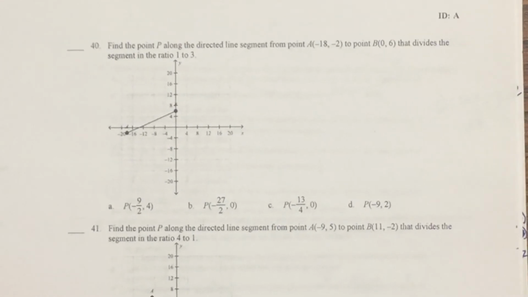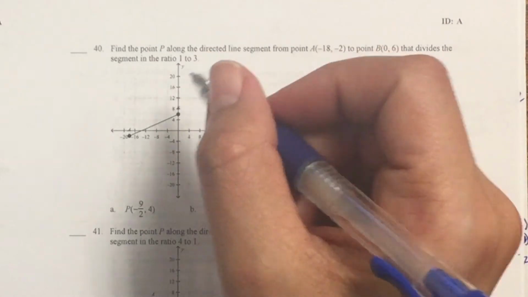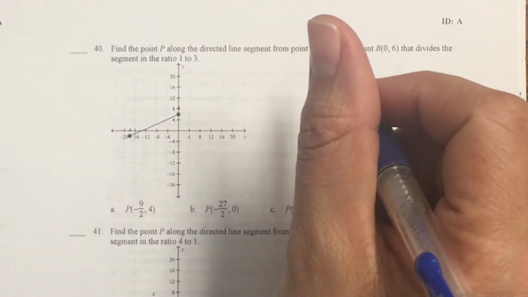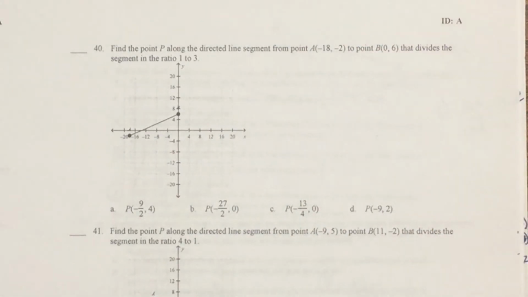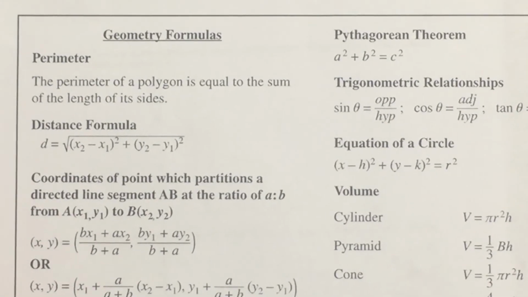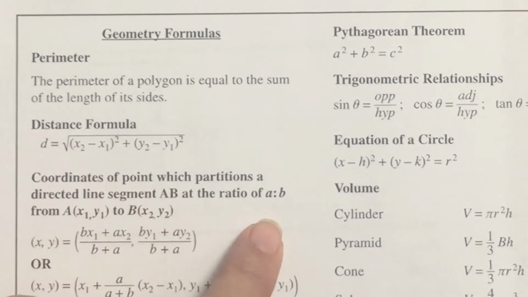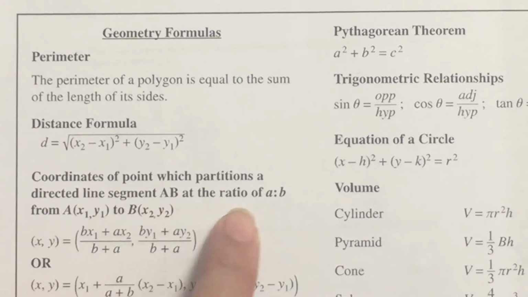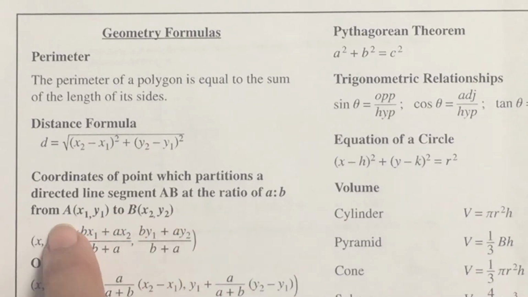All right, number 40. Find the point P on the directed segment that divides the segment in the ratio of 1 to 3. The cool thing about this is that there is a formula sheet once again. I gotta find it. See? Coordinates of a point which partitions directed segment AB in the ratio of A to B from A, x1, y1, to B, x2, y2. And then you just punch it into this formula.